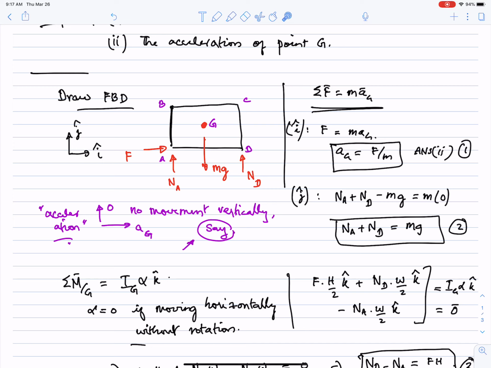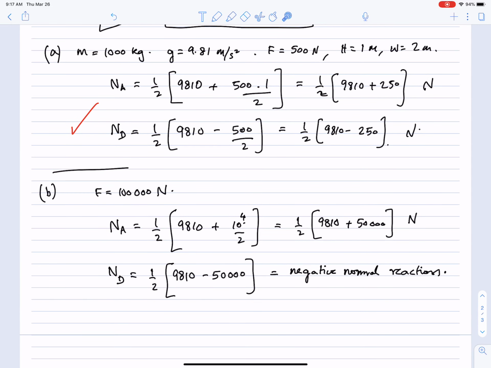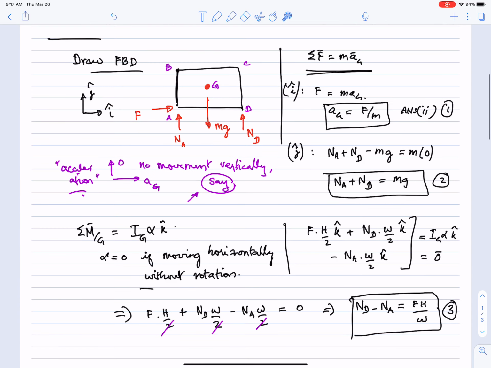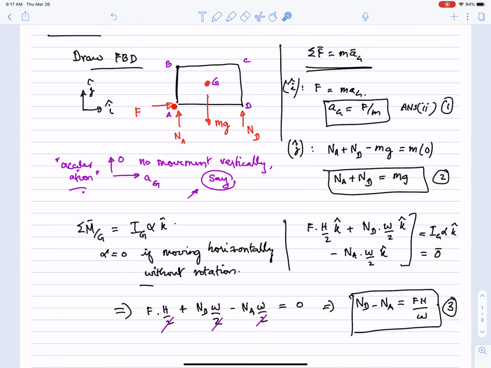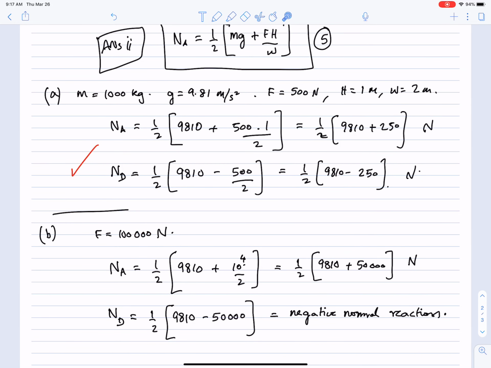And so what happens when there's a very large force is, well, imagine you're applying a small force. This normal reaction is large, this normal reaction is small. Keep increasing the force. This normal reaction becomes larger, this normal reaction becomes smaller. You keep increasing it until this normal reaction becomes essentially equal to mg, and this normal reaction essentially becomes equal to 0. So before this becomes negative, it becomes 0. So in this part B, I've given you the force to be so large that it became negative, but for some smaller force, that normal reaction will actually be 0.